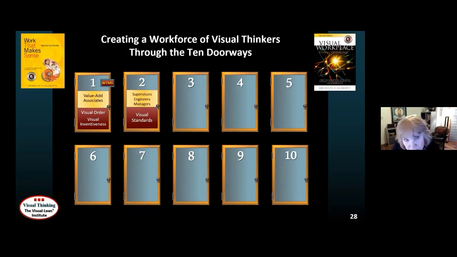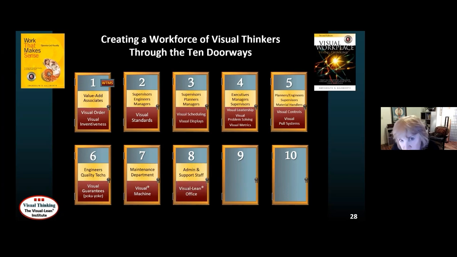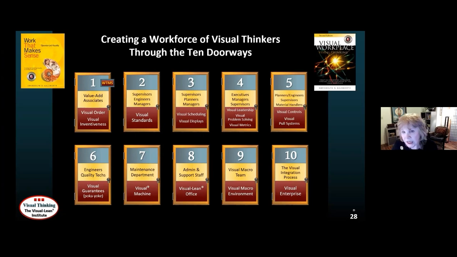So these are, you'll see them, supervisors, engineers, managers, visual standards, visual displays, visual scheduling. Number 4 is for executives, and on and on. Okay, there we have our poka-yoke, and there we have our pull system. And now we focus on the machine, and now we focus on the office using those first 6 methodologies. We look at the macro environment. This is your OPEX environment. This is your visual linkages. And we look at the integration across multiple buildings or multiple sites. That's doorway number 10, because it requires a special methodology to make that hookup.